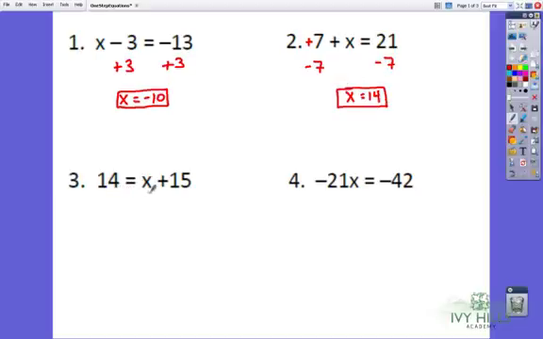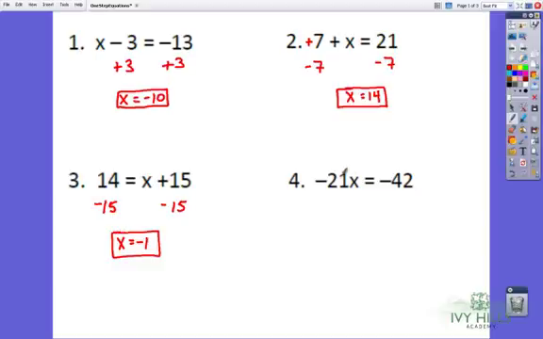Number 3, 14 equals x plus 15. Our x is on the right-hand side of the equation this time. So we want to isolate the x by getting rid of the positive 15. So we will subtract 15 from both sides, and that will give me x equals negative 1.